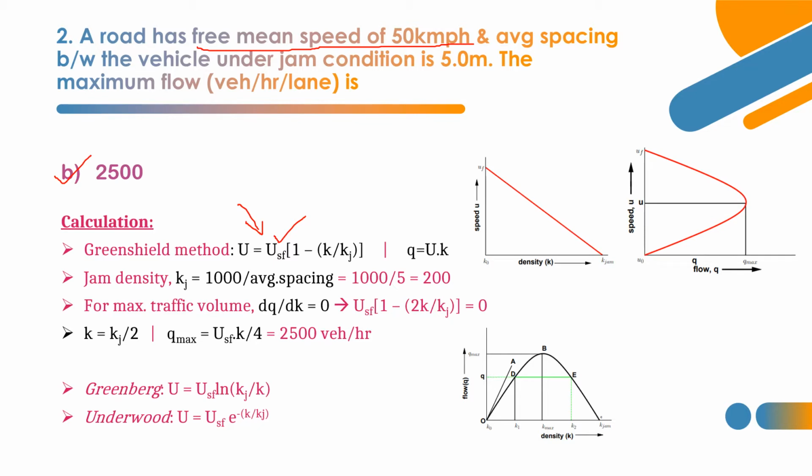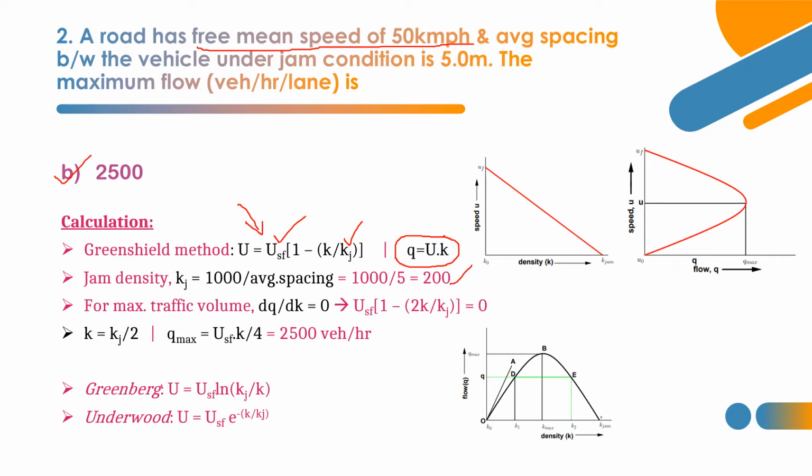K and Kj are related to density, that is, traffic condition. In jam condition we denote it as Kj, and K in normal condition. And what is the capacity? That will be given by this formula, Q equals U into K. The jam density is given by this formula, Kj equals 1000 by average spacing, and the average spacing is given as 5 meters, so 1000 by 5 is 200.